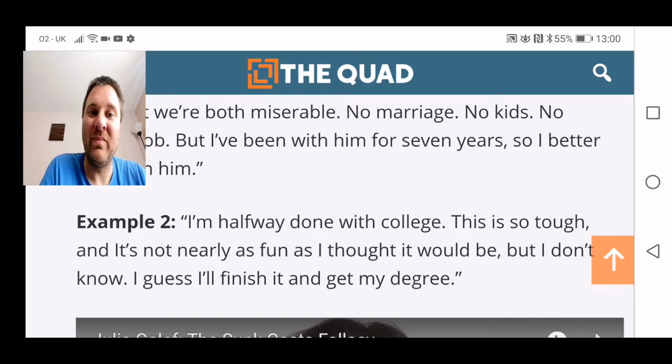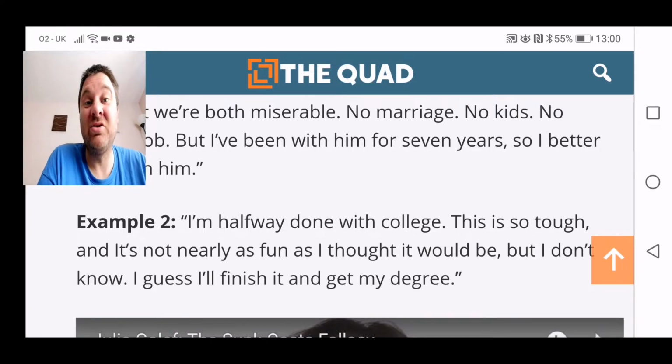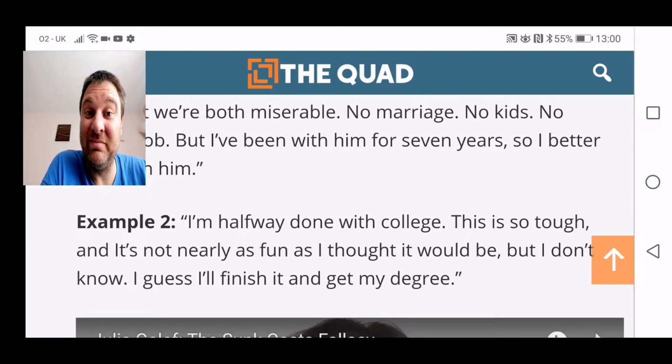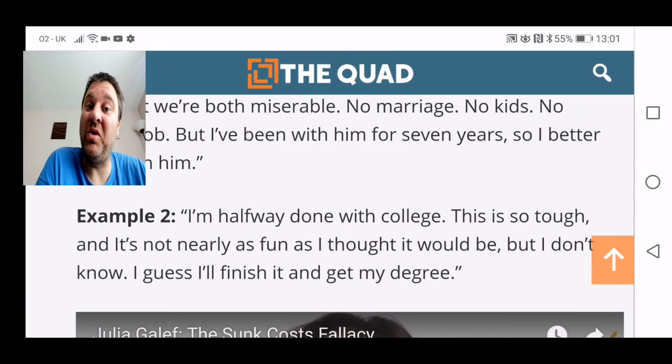Example 2. I'm halfway done with college. This is so tough, and it's not nearly as fun as I thought it would be, but I don't know. I guess I'll finish it and get my degree. Your degree in what? Probably bullshit. Do you know what I mean? Your indoctrination, your Prussian education using the servile or utilitarian arts. Is that what you're on about? Yeah? Just to give you enough to run everything and keep this current paradigm going, but not enough to educate you properly.